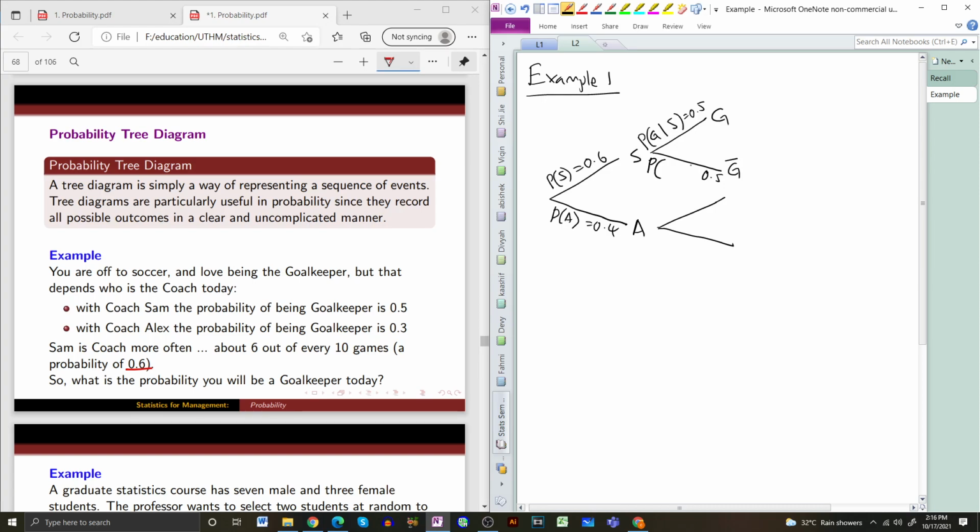So this one is, given it is Sam, you are not a goalkeeper is 0.5. Same goes here. Given Alex is the coach, you become a goalkeeper is 0.3, and given Alex is the coach, you are not a goalkeeper is 0.7.